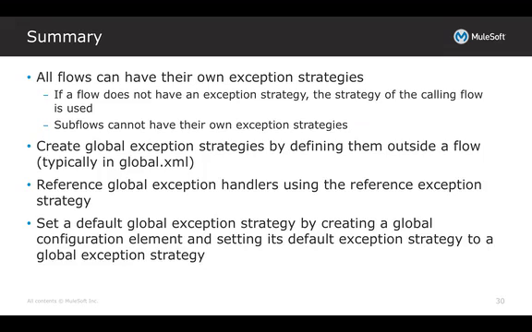We create global exceptions by defining them outside of the flow, typically in a global XML. We reference global exception handlers using the reference exception strategy, and we set a global exception strategy by creating a global configuration element and setting its default exception strategy to a global exception strategy.